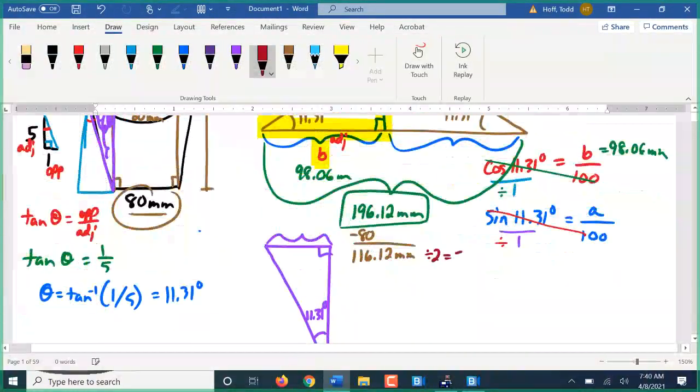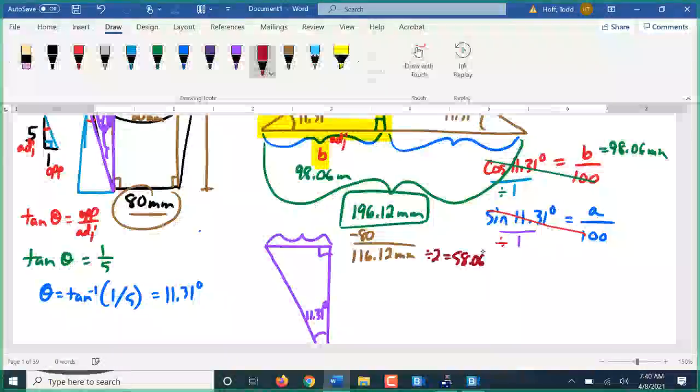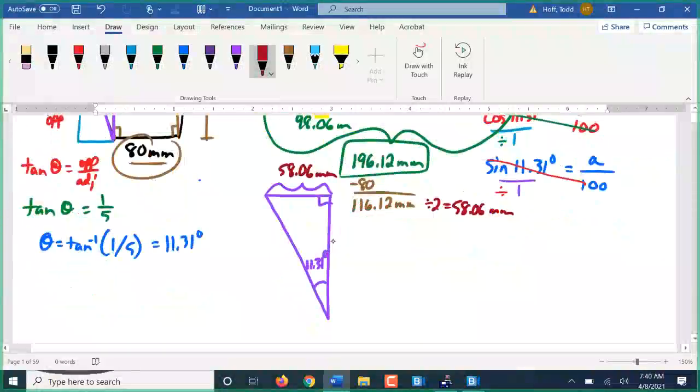Divided by 2 gives us 58.06 millimeters. This is 58.06 millimeters. Now I need to find this side over here. I'm going to label that side D. This one right here.